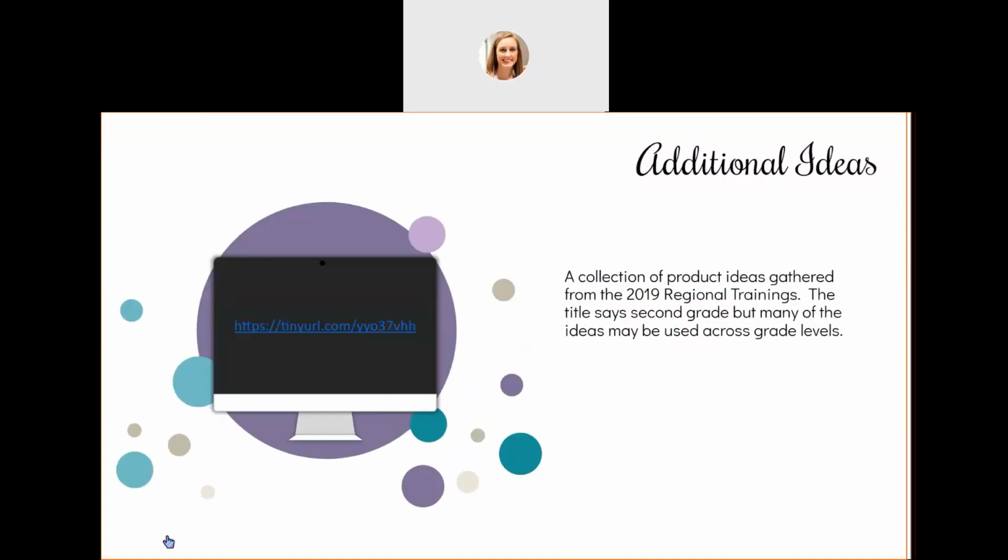Additional ideas can be found at this link. It's a collection of ideas that were gathered during the 2019 regional trainings. The title on the document says second grade activities, but these ideas can be used across grade levels. And feel free to add any products that have worked well for your students. The document should still be editable, and you can add something that you think has worked well and share it with others.